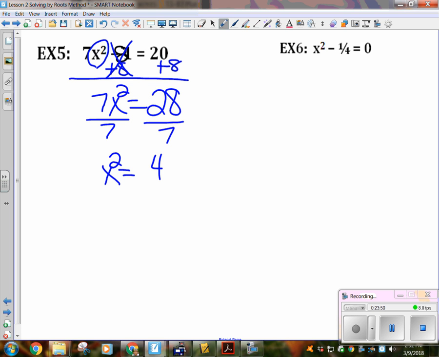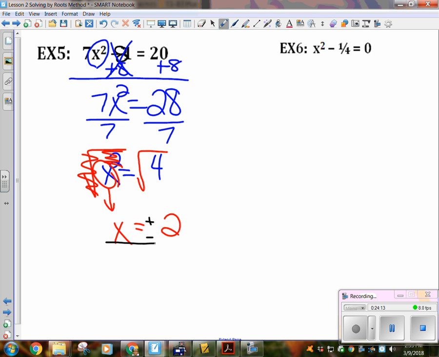How do I get rid of the square on my x? I don't want x squared, I just want x. How do I get rid of that? Take the square root of both sides. This is called the square roots method. Then the square root and the square cancel, so I just get what? X equals 2. Don't forget what?